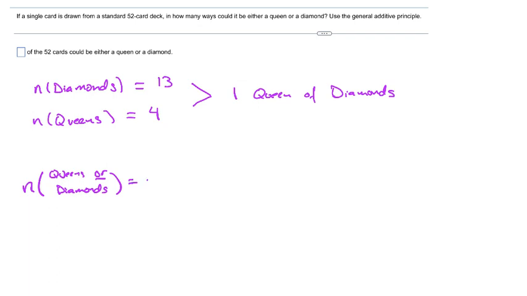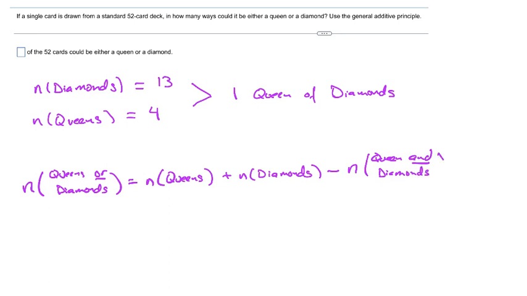is going to be given by our number of queens plus our number of diamonds and minus our number of those that are both queens and diamonds. And so plugging in the values that we know, we have 4 queens, we have 13 diamonds, and 1 queen of diamonds, and so we have a total of 16 different ways in which we can draw a queen or a diamond.